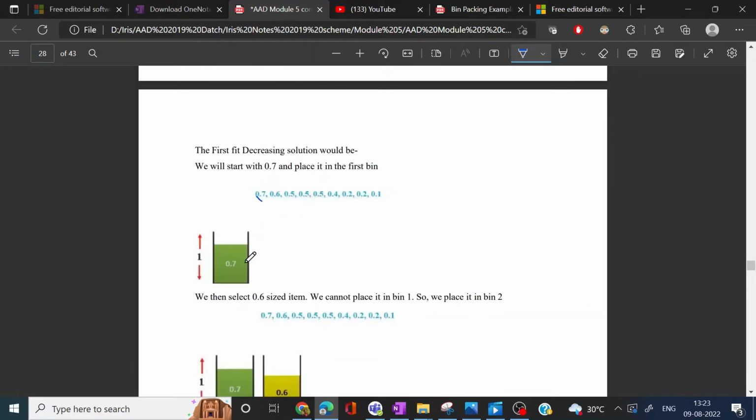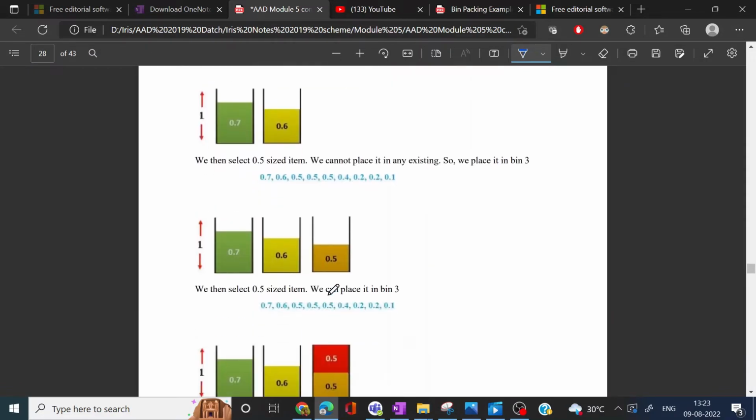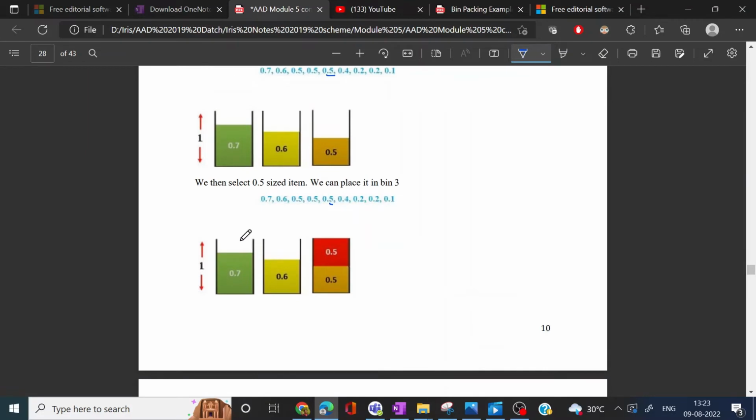So first this 0.7 is placed. Then 0.6 needs to be placed in the next bin. Then for 0.5 another bin needs to be used. Then again 0.5, the first fitting place is this one only, so it is given to this point. The second 0.5 is given here.